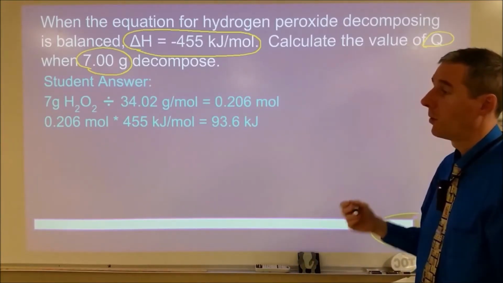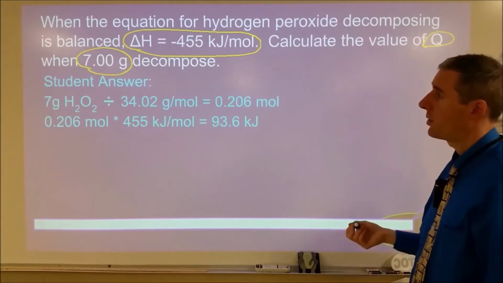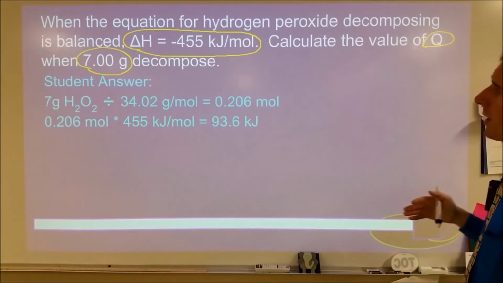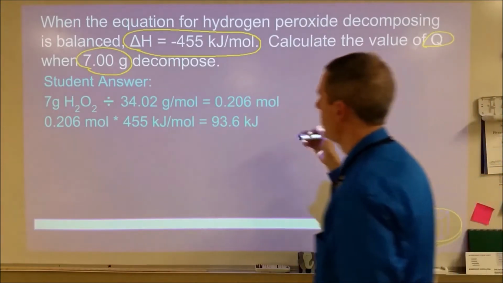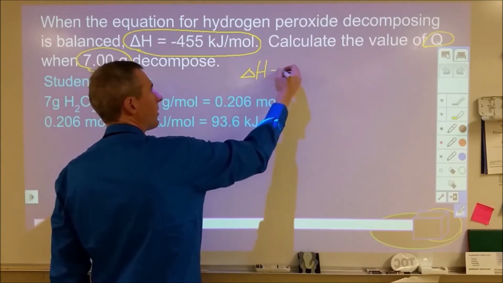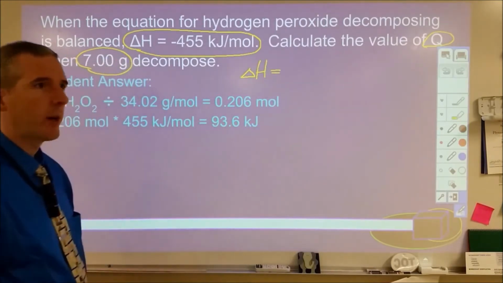I want to go through what the student did well, what the student did not understand, and then how to improve this answer a little bit. So the big problem with this, well, let's start with what the student did well. What the student did well was they were clear on what their options were for enthalpy calculations. So they selected the right option.